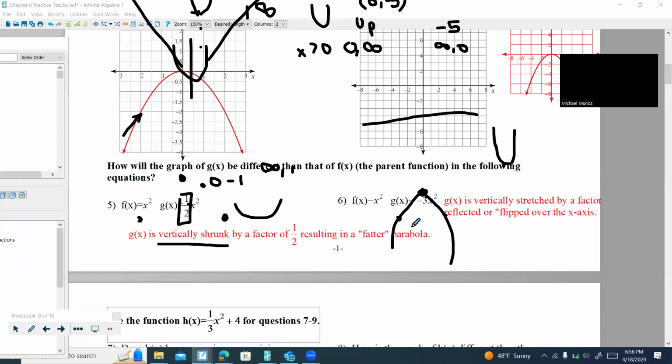If the number is bigger than 1, like this negative 3, I know it's being blocked right now, but that's bigger than 1. That's going to be a vertical stretch. But this negative sign right here, you see there's a negative 3. That's going to flip it. So it's still going to be a stretch, but now it's flipped. So it's a vertical stretch by a factor of 3, and it's flipped over the x-axis.